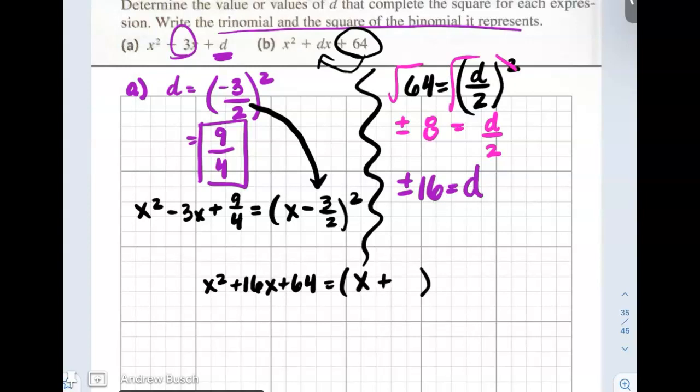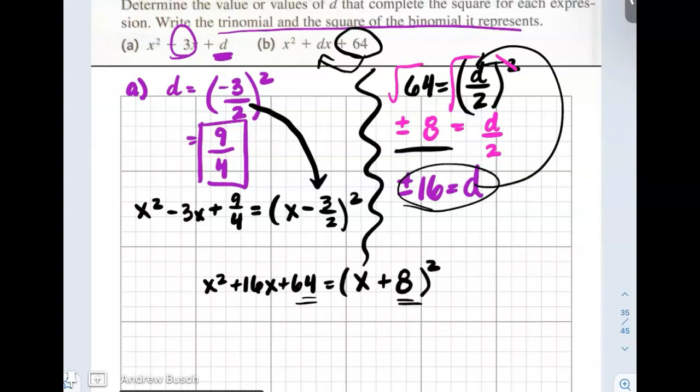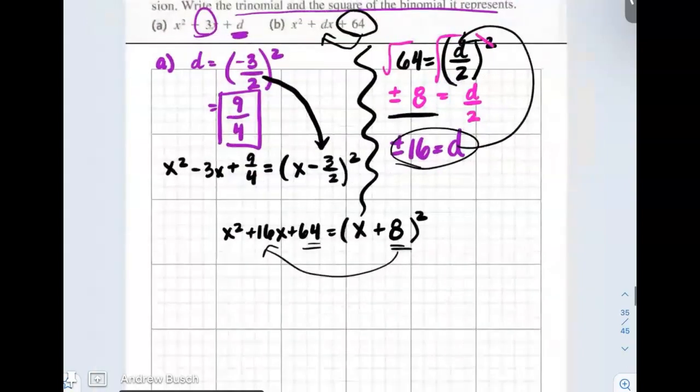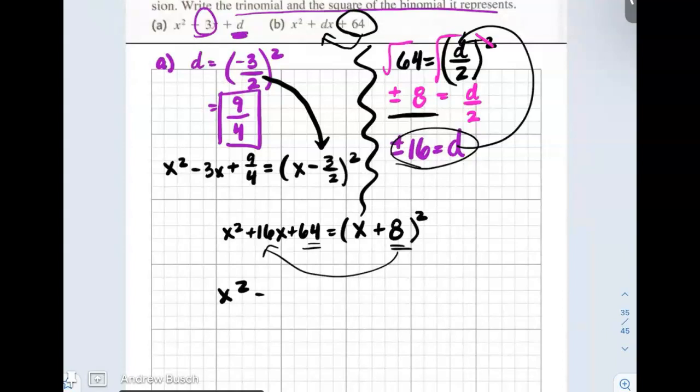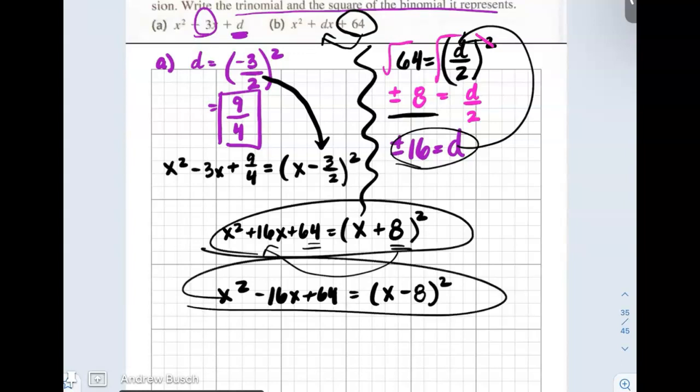plus, so then the number here, since D is 16, is this 8, or you can think of it as plugging 16 back in. So we get 8 squared, because 8 times 8 is 64, and then 8 plus 8 is that 16. And then you also are going to have the negative version of that. So you're going to have x squared minus 16x, because of that plus or minus that we got earlier. And that would give us factors of x minus 8 to make the negative 16 in the middle. So then two solutions to part B.